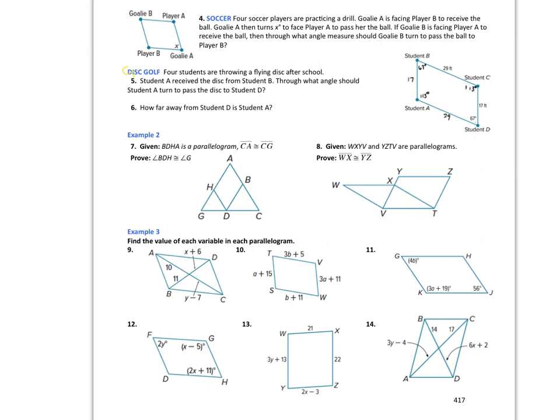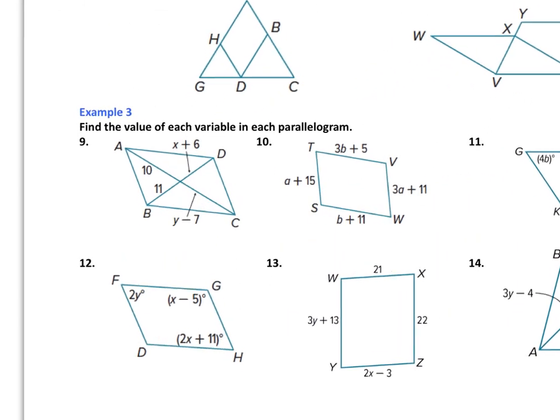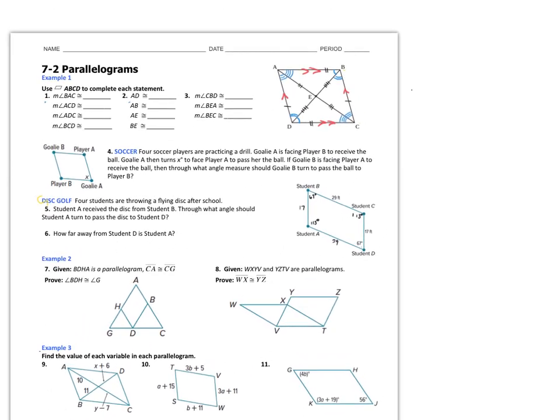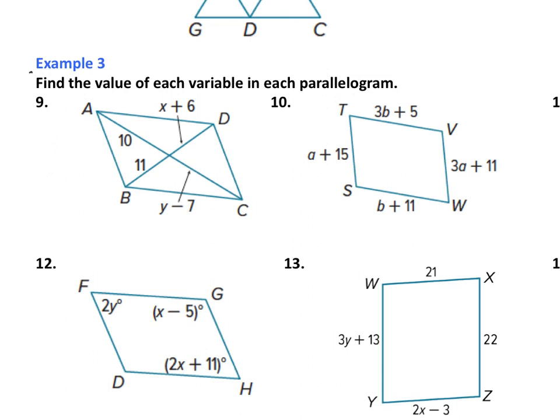As we go through more of these examples, it says using example 3, find the value of each variable for each parallelogram. Well, again, using these properties, I should know that this is a midpoint, so this segment is equal to this. So I could say that y minus 7 is equal to 10. I should be able to tell that this segment is equal to this segment, so I can solve by saying x plus 6 is equal to 11, and continuing on to solve for both x and y independently.